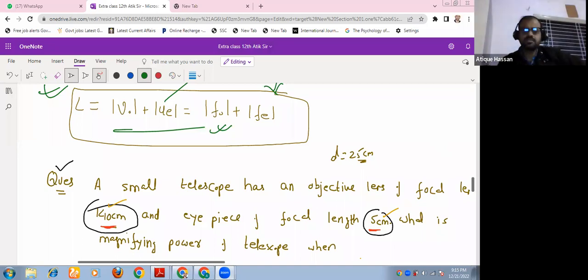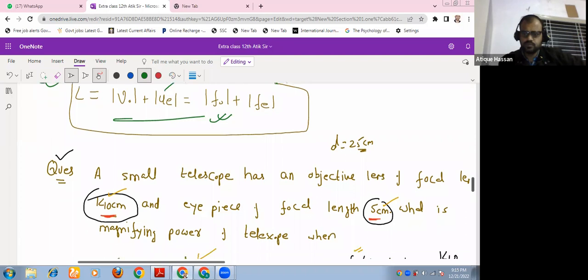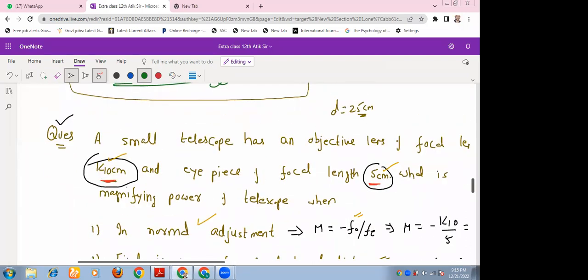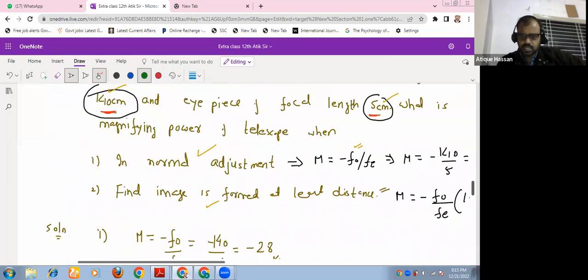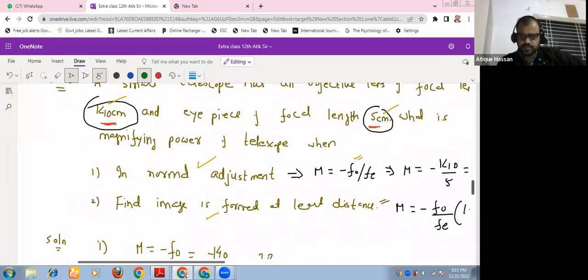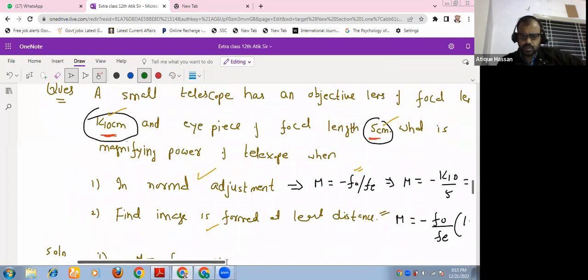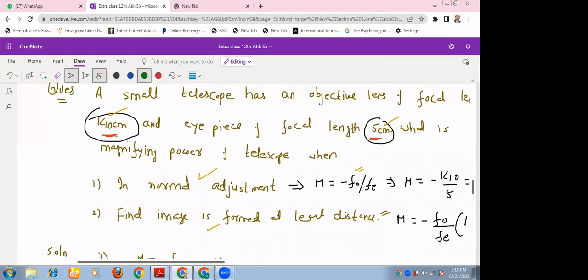Any answer? Has anyone got any answer? What does K 10 centimeter mean? Not 10 centimeter. Focal length is given as, I think, 140. Okay, sir. Not K, 140 centimeter.